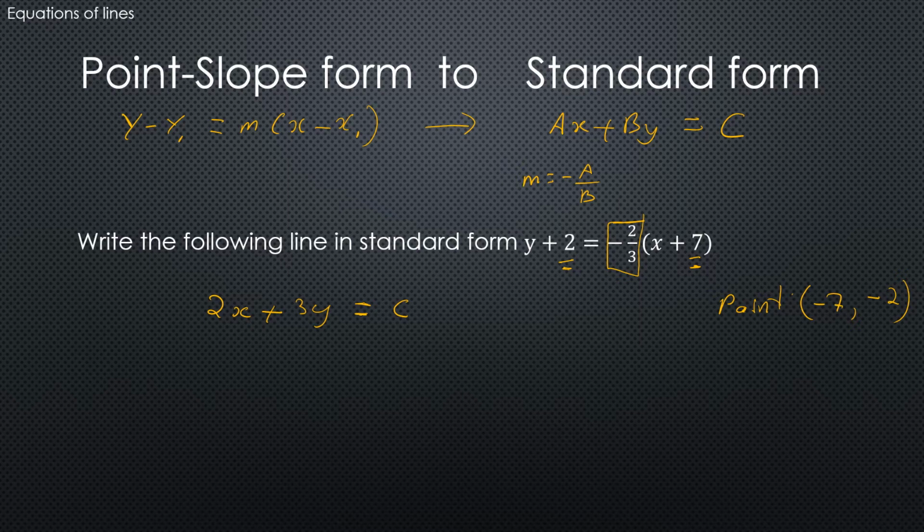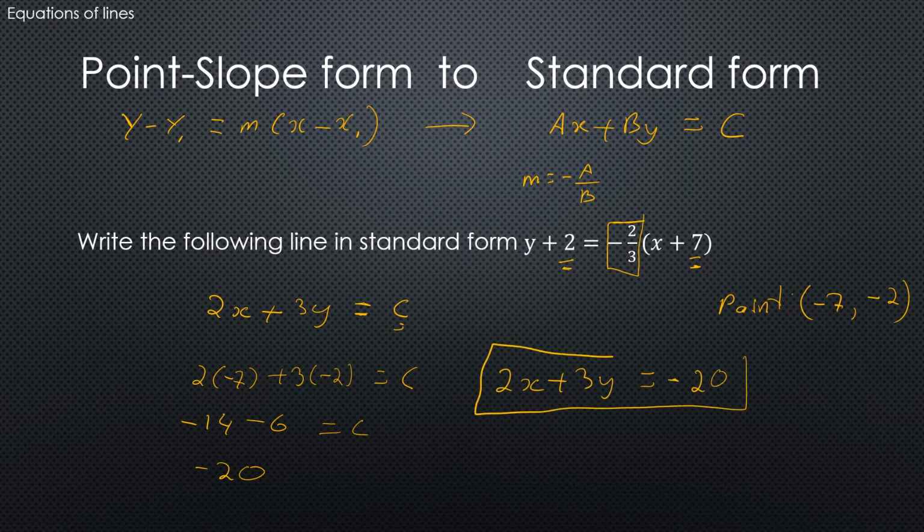So in order to find c, I'm going to replace everything here. It's going to be 2 times -7 plus 3 times -2 equals c. So this is -14 minus 6 equals c, which gives me -20. So this tells me my standard form is 2x plus 3y equals -20. Standard form.